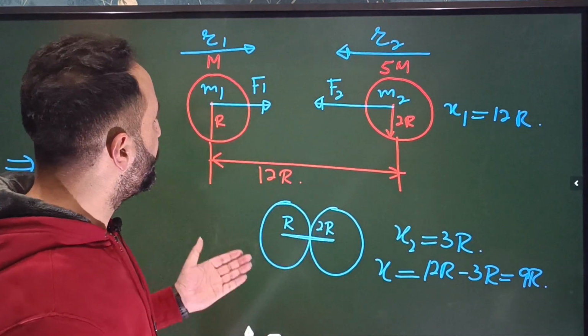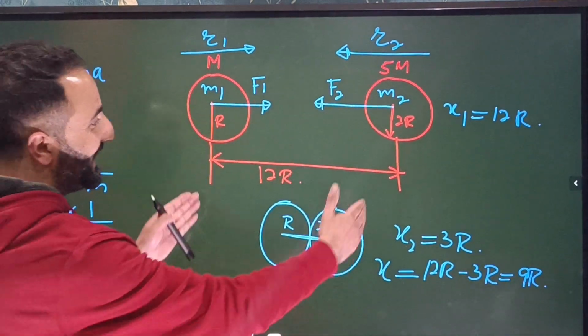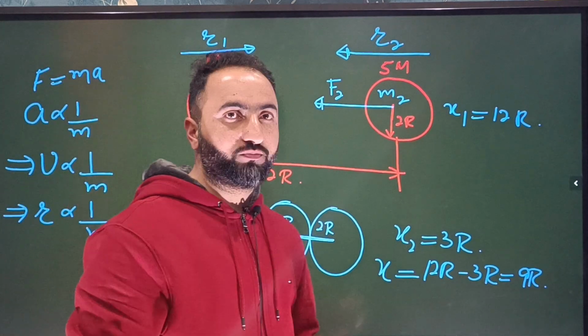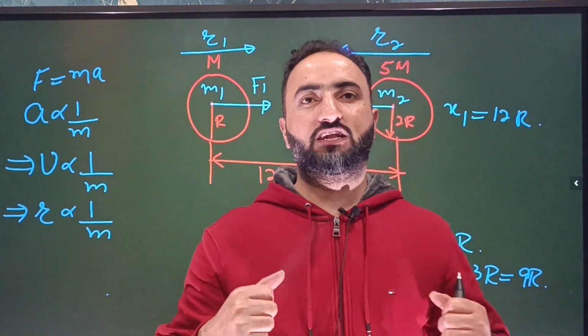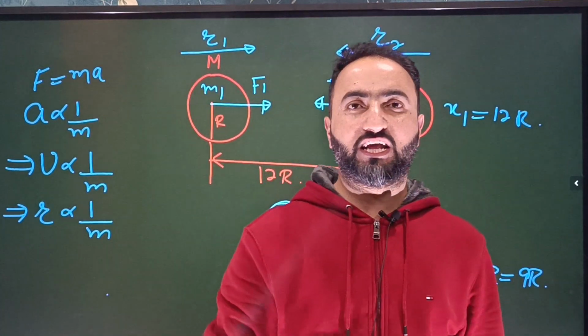And the radii are given to you. This one has radius r. The radius of this particle is 2r. The initial separation between the centers is 12r. Now the question is like this: these particles will attract, they will accelerate, and finally they will collide with each other. You are supposed to calculate the distance covered by the smaller particle just before collision.